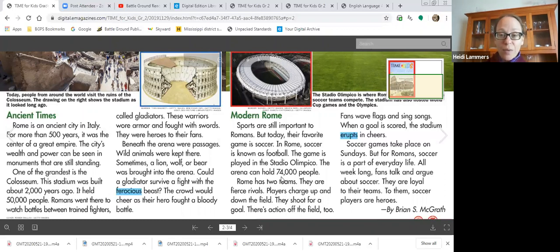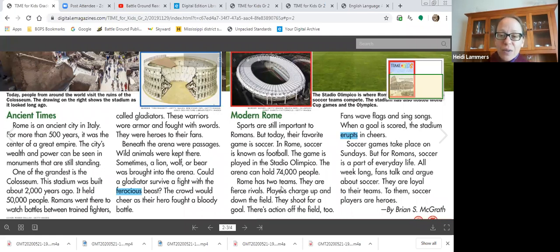How many more? What's the difference between 74,000 and 50,000? Do a little subtraction there. Okay. And then what's the difference between the sports? So one, a gladiator fought a lion, wolf, or bear. And then this one, they're playing the sport, lots of teammates, and they're kicking a ball trying to get it in the goal. All right, I'll keep reading.